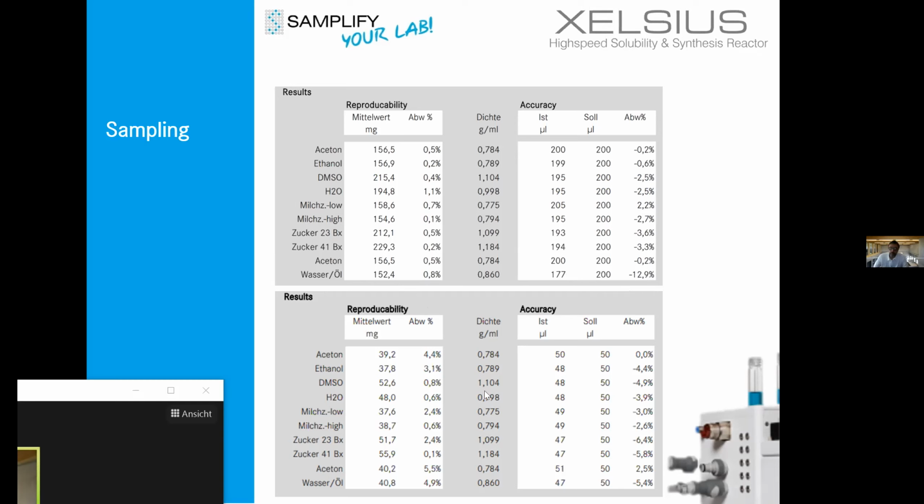And the same result is, or a little bit worse, reproducibility is done when we take only 50 microliters out of our reactor. So we came up with a reproducibility of less than 4%. And also the accuracy is in the same range as we have with the 200 microliters. So this is my overview about the importance of the instrument for your data and the reliability of your data.